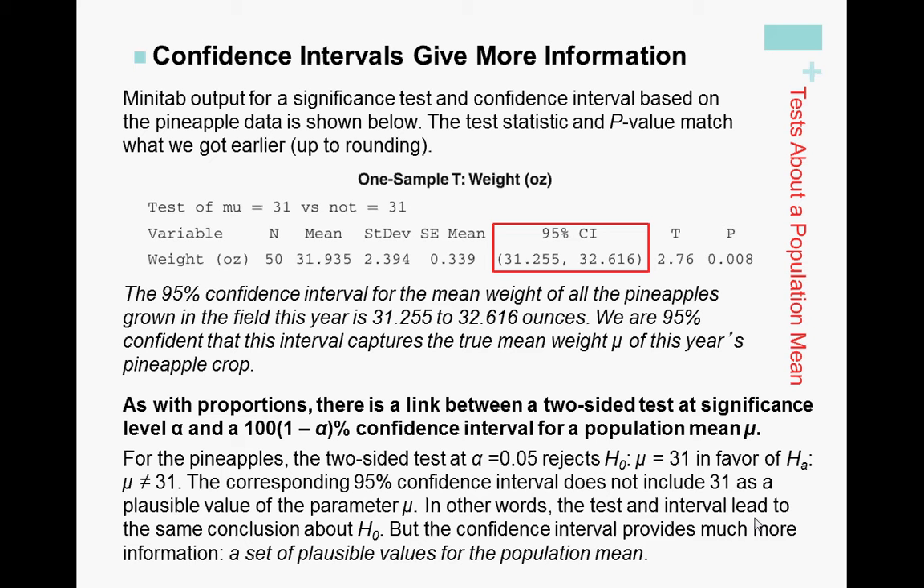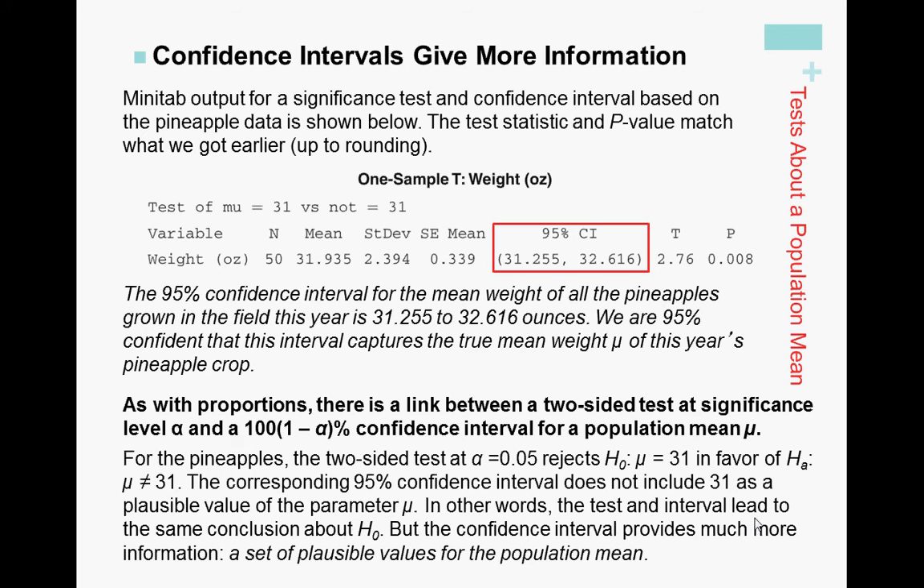Well, that could be true if it's really 29, or it could be true if it's 20, or it could be true if it's 40 or 50. And we really don't know with the null hypothesis, with the significance test, but the confidence interval tells us we're pretty certain the true mean is somewhere between 31.25 and 32.616. So there is more information we can gather from the confidence interval in that way.